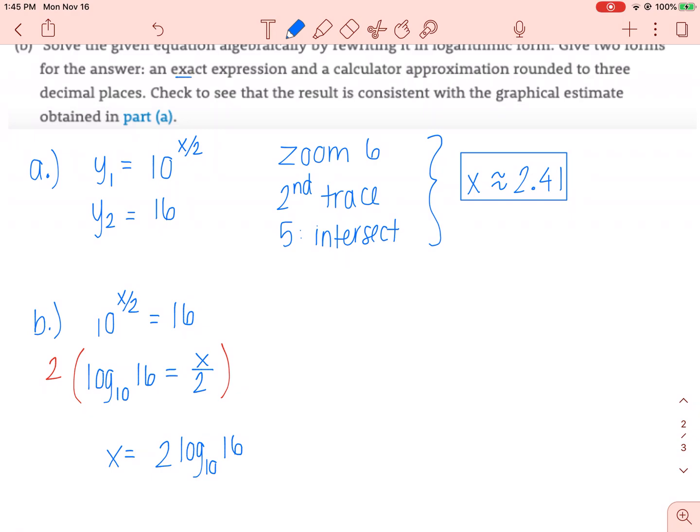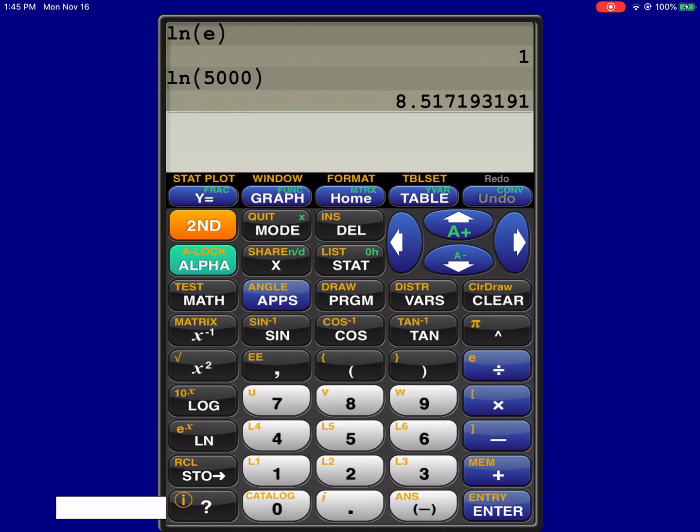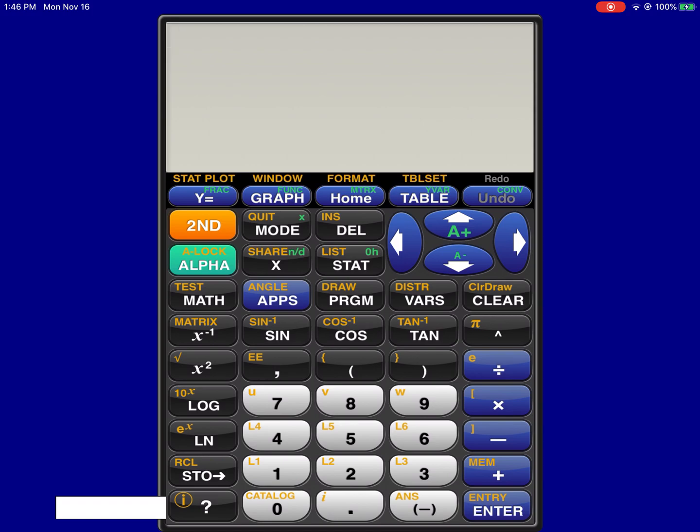Okay, so that is the exact expression in terms of log. So I'm going to write that this is exact. Then it also wants the calculator approximation. So let me show you what that looks like on a calculator. I'm going to clear this. So I need to type 2 log. Now log always has a base of 10 unless specified. So if there's nothing there, it's always 10. So I know in this case this is 2 log base 10, it's already there. 16, and I get 2.408.